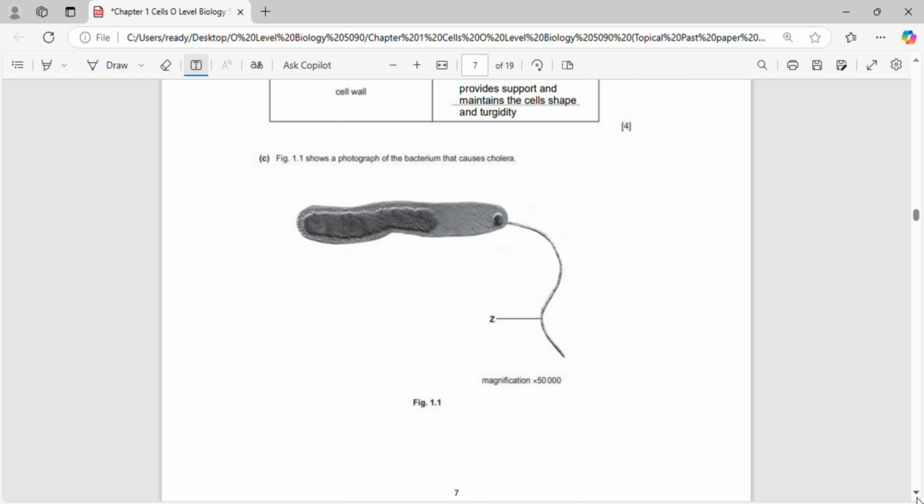In the next part, we are shown a photograph of the bacterium responsible for cholera, and it has a structure which is labeled as Z. Our task is to identify the structure marked as Z. We know that it is the flagellum. Remember, flagellum is the singular form, and flagella is the plural form. Along with the image, we are also provided with the magnification of this image, which is 50,000 times.